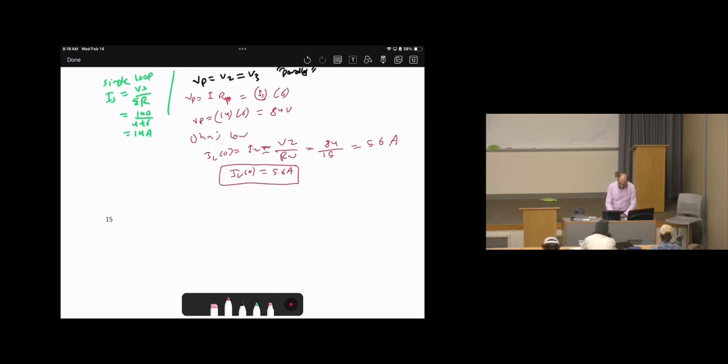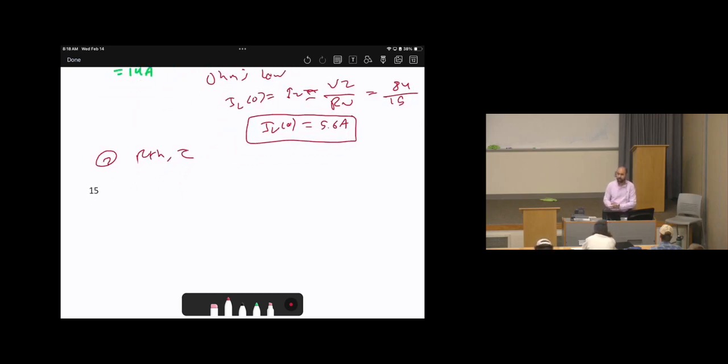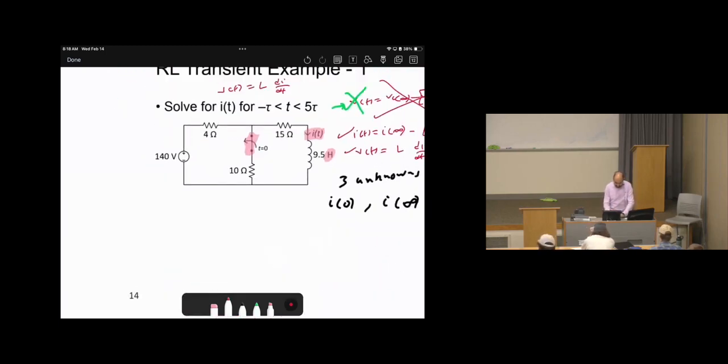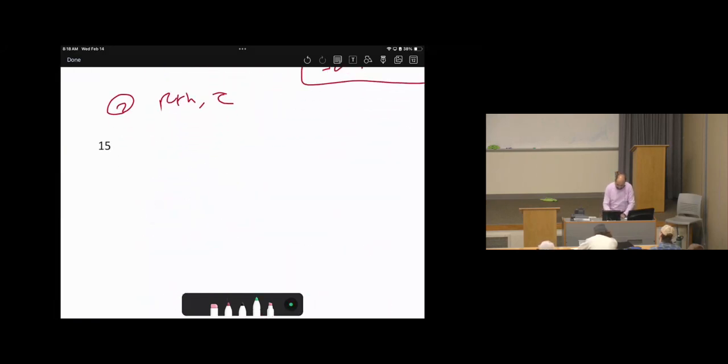Okay, let's go to step number 2 to calculate R Thevenin and tau. First thing, let's redraw the circuit, apply the final switch status, and find R Thevenin across the inductor terminals. So by looking at this circuit, we have 140 volts. This will be a short circuit. The switch final status will be open. We need to calculate R Thevenin across the inductor terminals. So let's do it step by step. The 140 volts is a short circuit.